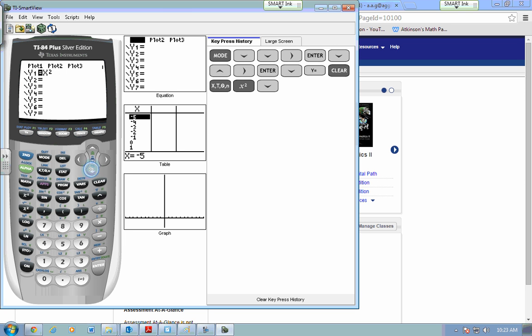Now arrow down to where it says y2. Let's put that second function in. I think it was -4. So put negative, and you can't use the minus sign for negative. Negative is down by the decimal. -4x squared.